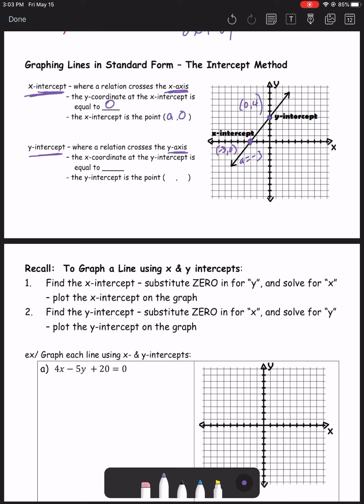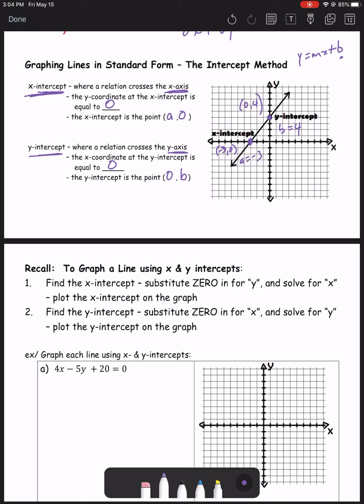And then this is the point 0, 4. So the x-coordinate for the y-intercept is 0. And the y-intercept at that point, we always call the y-intercept b. So that would be the point 0, b. So in this case, b equals 4 because it's crossing the y-axis at 4. Remember, in y equals mx plus b, the y-intercept is called b, and it's always called b. And we just use the x-intercept, we call it a. It doesn't show up in any formulas anywhere.